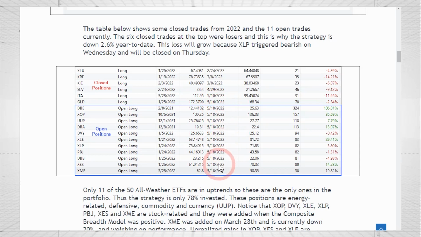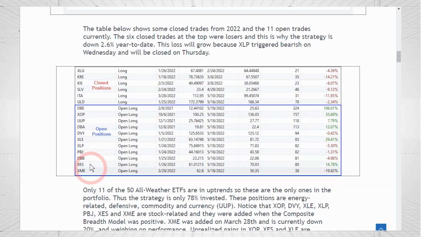And then we have 11 basically open longs in this hypothetical portfolio based on these signals. But you can see it's pretty defensive in nature. You know, we got energy related, the dollar, agriculture, dividends, energy, staples. Now that triggered bearish on Wednesday, so that'll be exited. Food and beverage, base metals still hanging on, energy, and then metals and mining. So there's a lot of energy in there.